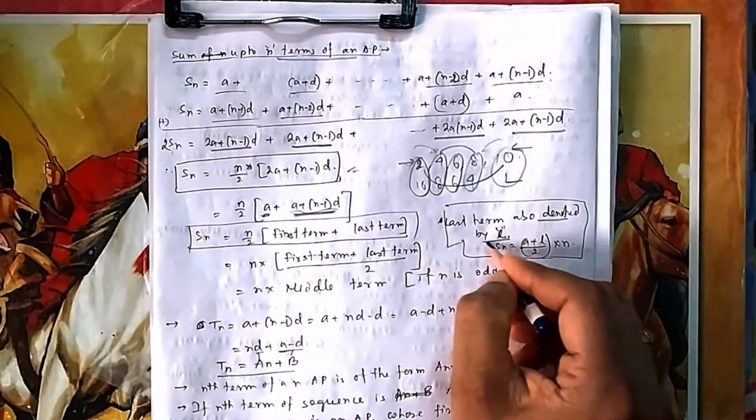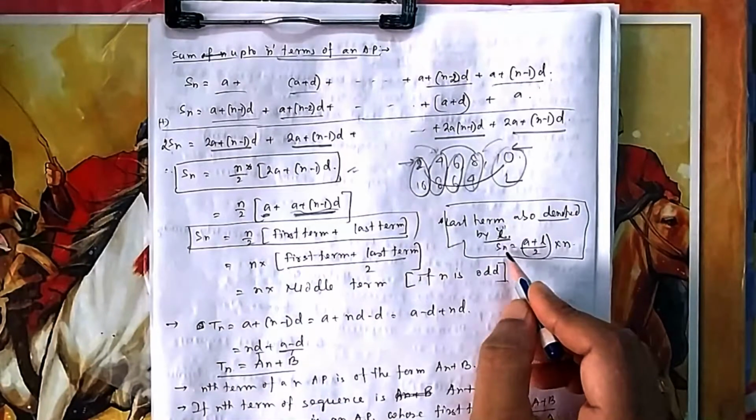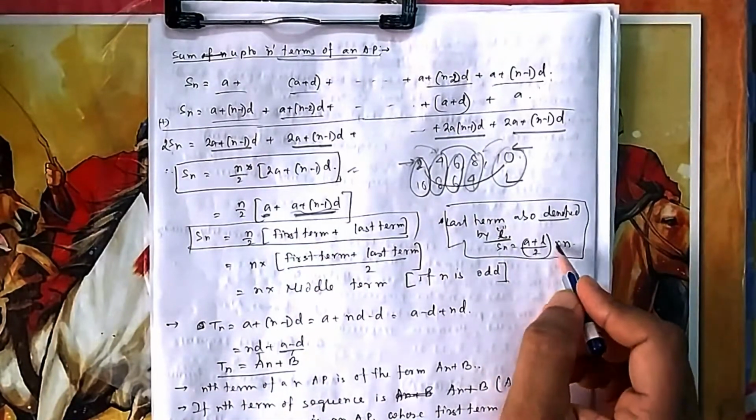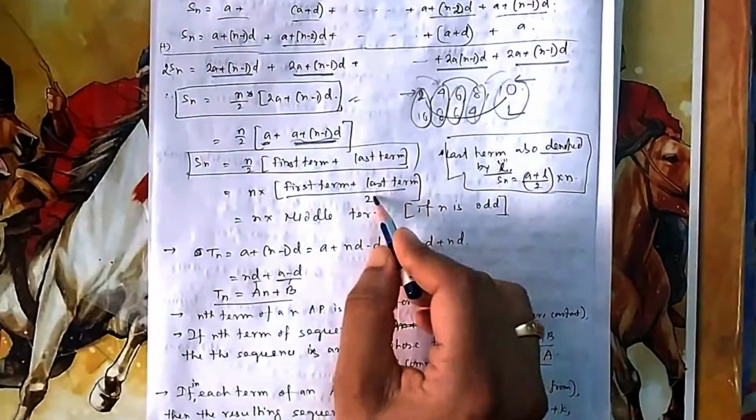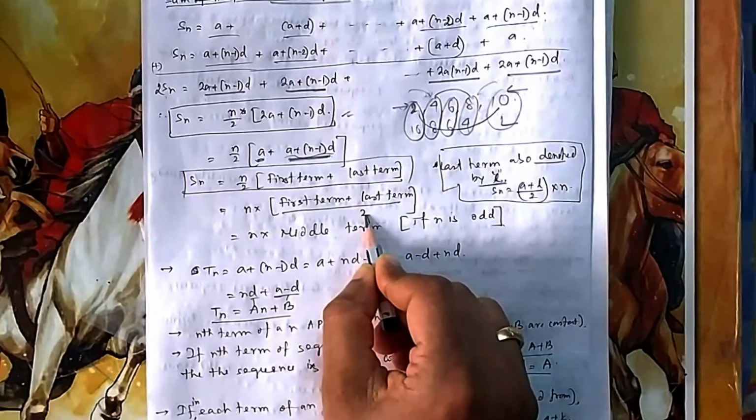Last term is also denoted by L, so the formula becomes, sometimes it is written as n into A plus L by 2, or n by 2 into A plus L also, which is nothing but first term plus last term by 2. Now what is first term plus last term by 2?